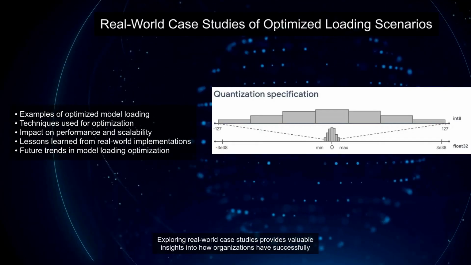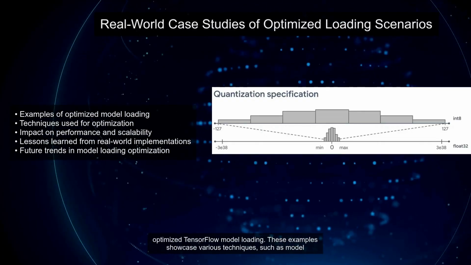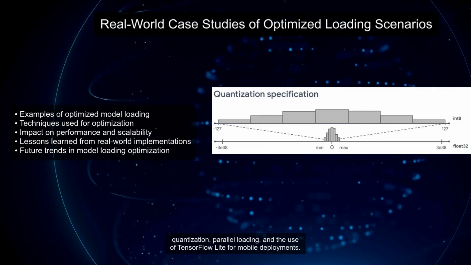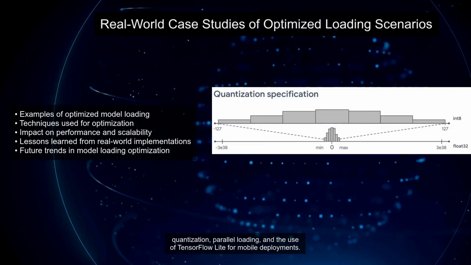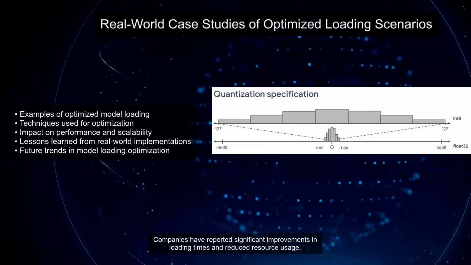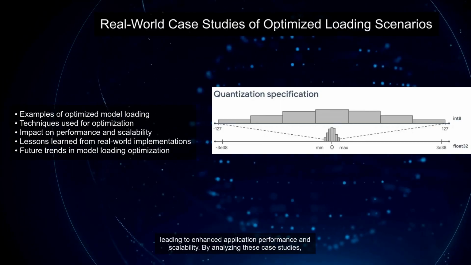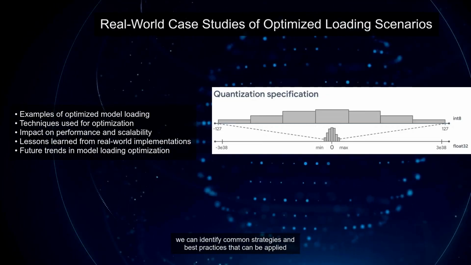Exploring real-world case studies provides valuable insights into how organizations have successfully optimized TensorFlow model loading. These examples showcase various techniques, such as model quantization, parallel loading, and the use of TensorFlow Lite for mobile deployments. Companies have reported significant improvements in loading times and reduced resource usage, leading to enhanced application performance and scalability.